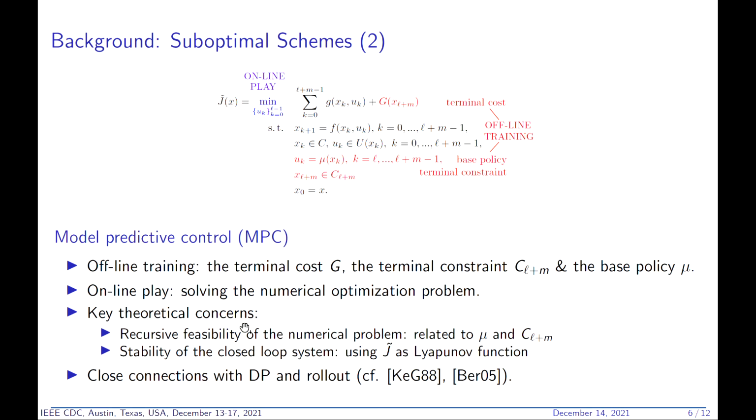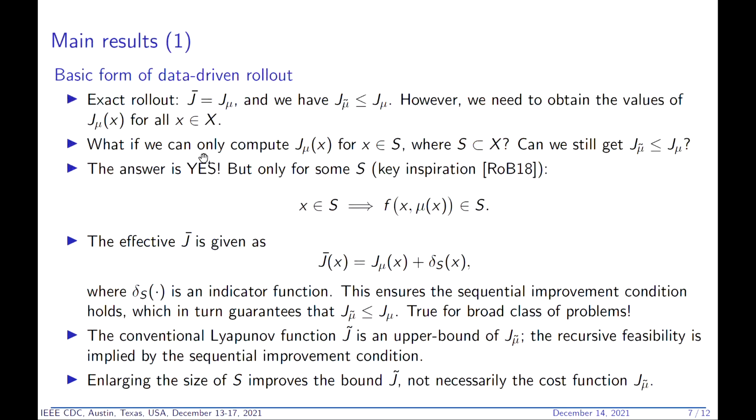The key theoretical concern is the recursive feasibility of the numerical solution and stability of the closed loop system, where typically one uses the optimal value J tilde as the Lyapunov function. It has close connections with both DP and rollout and has been known for a while. Now here comes our contribution.